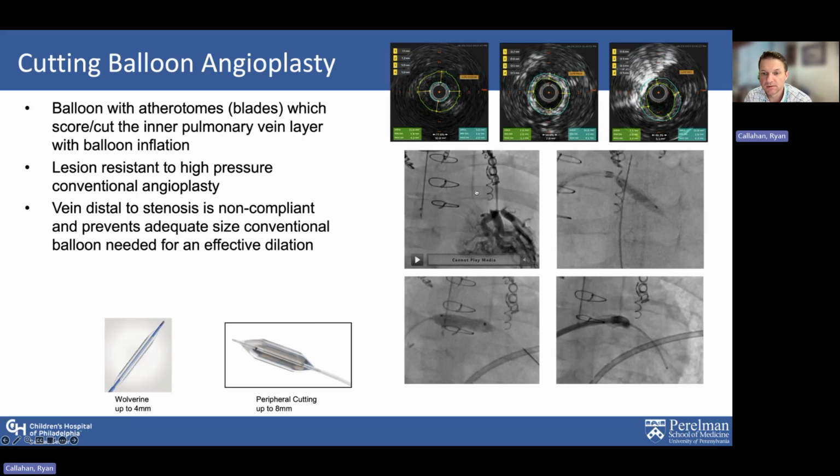like this example here, which we're not playing, but that's okay. Essentially, the vein wall is very thick and it kind of spits out the conventional balloon. The cutting balloon is more effective at staying inside that vein.